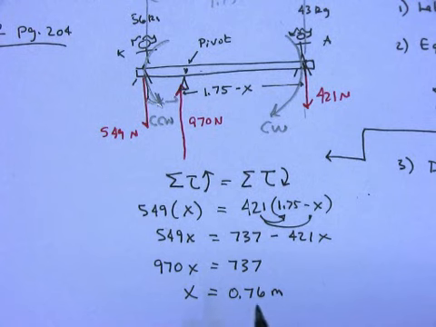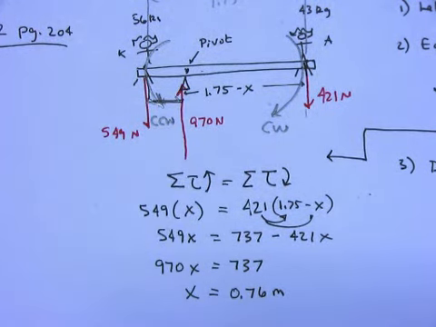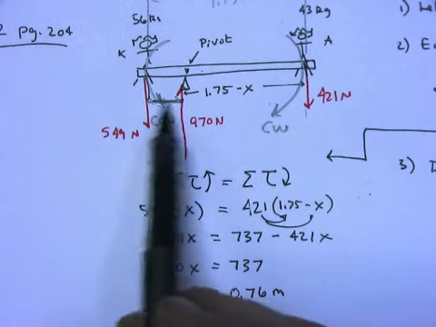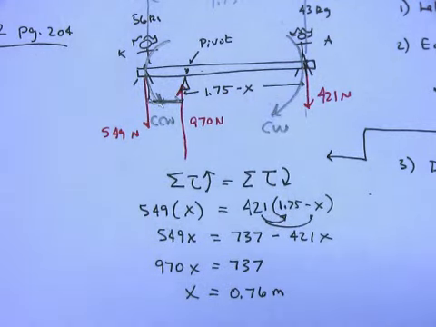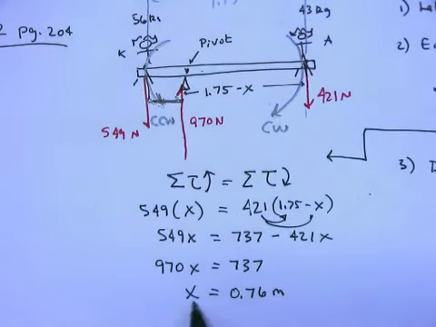And that makes sense because it should be closer. This should be less than half. Like half of this thing is 0.875. So you know it's got to be less than 0.875 because the heavier one's over here on the left. So that makes sense. So I'm going to say 0.76 meters from Carrie Ann.